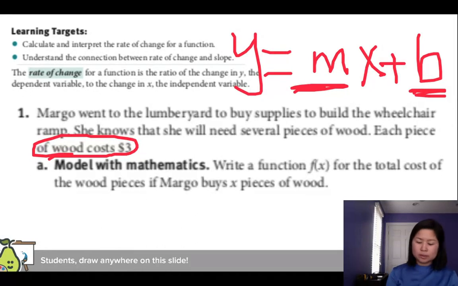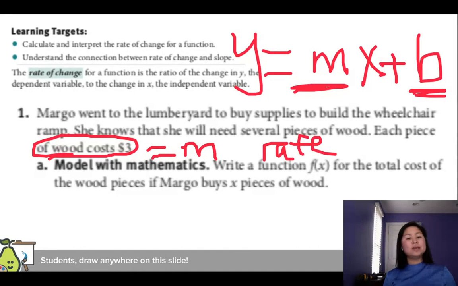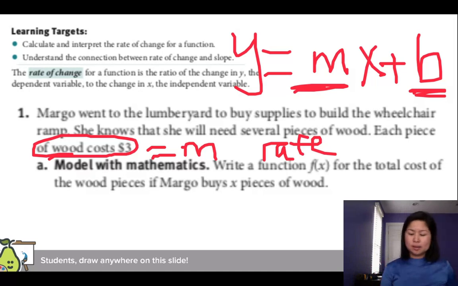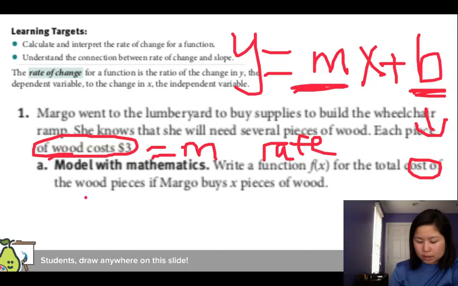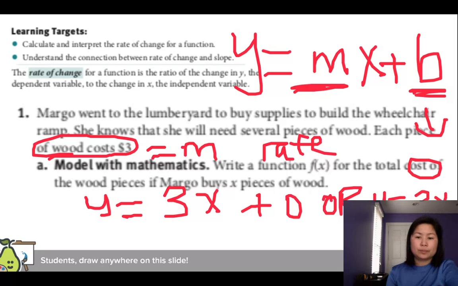We learned how to do this. So if we identify this one as each piece costs 3, that tells you the 3 is the slope, or another name is the rate. The b is the initial value, which is how many you started at. In this case, you don't start with anything, right? You start at 0. So the b in this case is 0. So remember how we write this equation: y equals 3x plus 0, or you can just do y equals 3x. And that's what we learned.